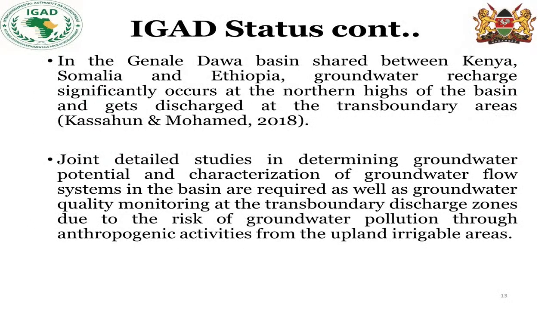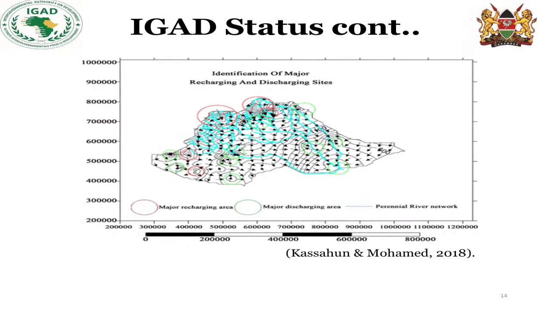In the Genale-Dawa Basin, shared between Kenya, Somalia, and Ethiopia, groundwater recharge significantly occurs at the northern highs of the basin and gets discharged at the transboundary areas. Joint detailed studies in determining groundwater potential and characterization of the groundwater flow systems in the basin are required, as well as groundwater quality monitoring at the transboundary discharge zones, due to the risk of groundwater pollution through anthropogenic activities from the upland irrigable areas.